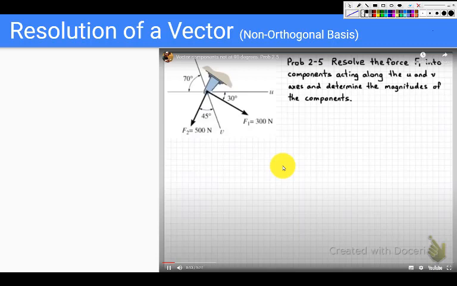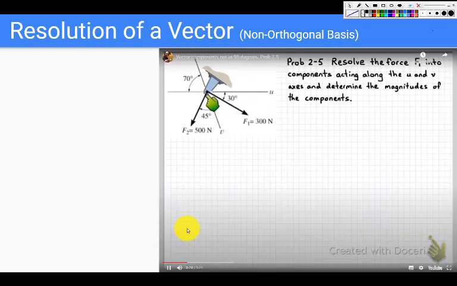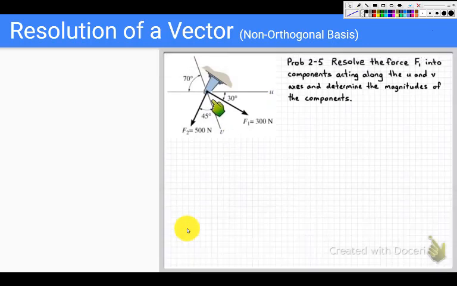In this particular problem, we're just going to look at the force F1, which is 300 newtons and acts at 30 degrees to this u-axis. Okay, so we want to know the components of this force F1 along that u-axis and also along the v-axis. So we'll start our solution by drawing our vector force F1. Then we'll draw our required axes u and v.